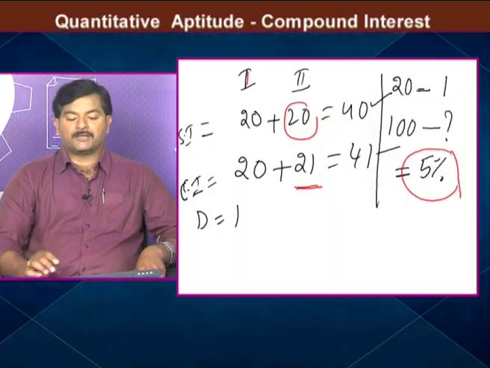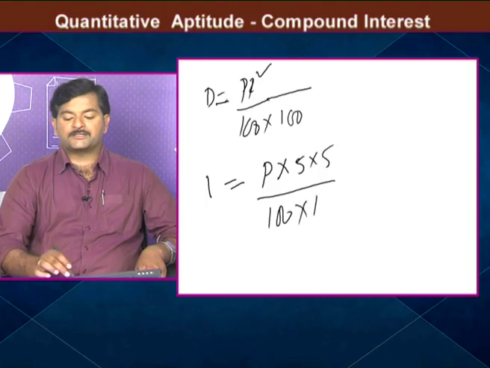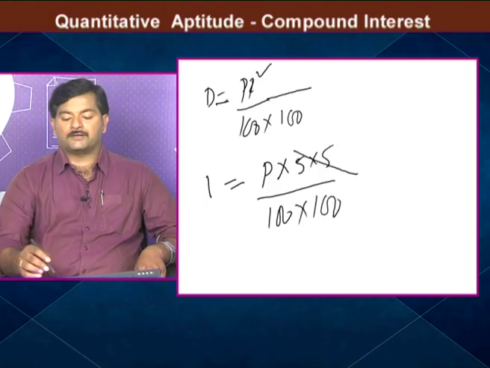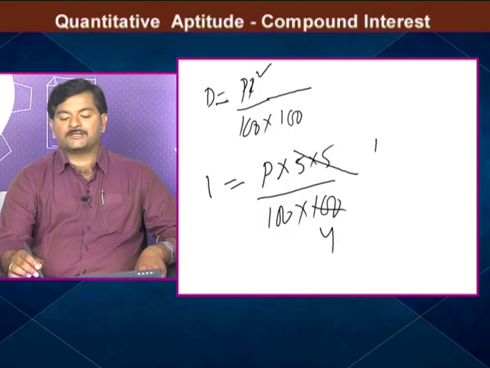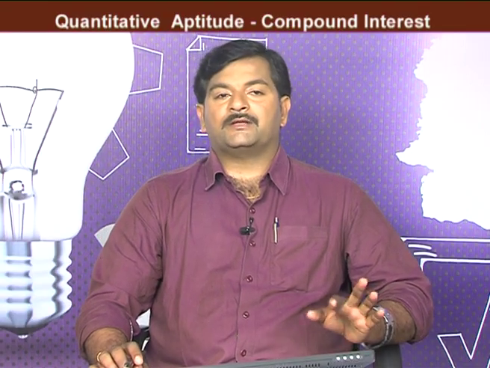So R square means 5 into 5, over 100 into 100. Simplification: 25 4s are 100. So finally P is equal to 400 rupees. So there are two different questions: one, find the rate of interest, which is 5%; secondly, find the sum, which is 400. So this is regarding compound interest, and in some questions we have seen both compound interest and simple interest. Thank you.